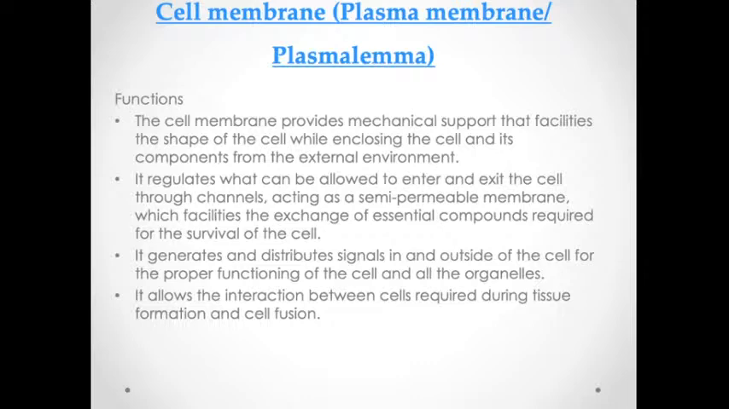So what are the functions of the plasma membrane? It provides mechanical support that facilitates the shape of the cell while enclosing the cell, and it separates the cell from the external environment. It regulates what is allowed to enter and exit the cell through the channels, acting as a semi-permeable membrane which facilitates the exchange of essential compounds required for the survival of the cell. It allows the interaction between cells required during tissue formation and cell fusion.